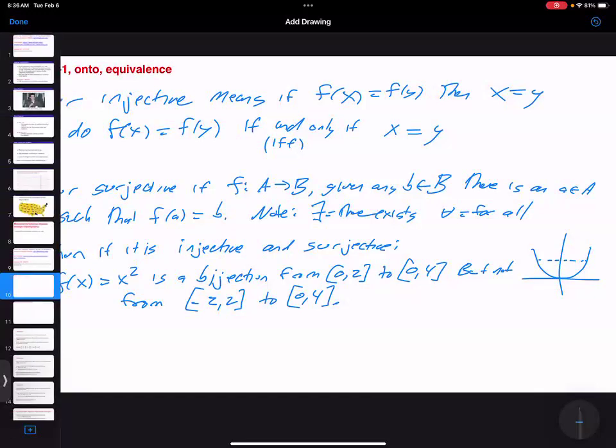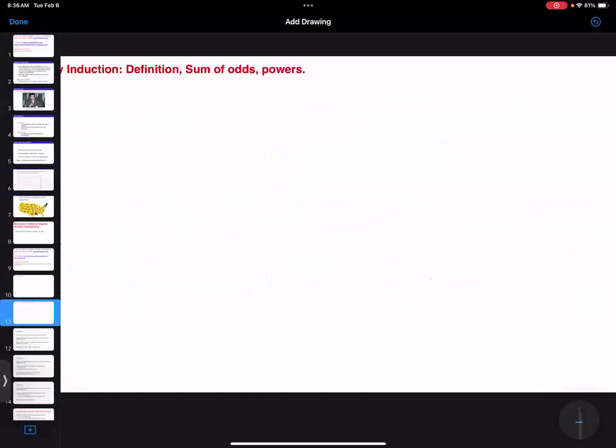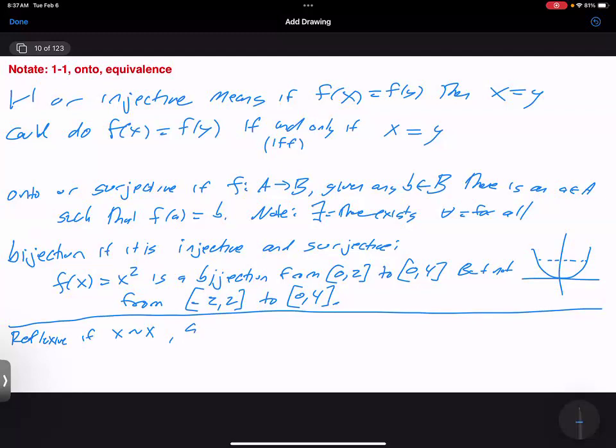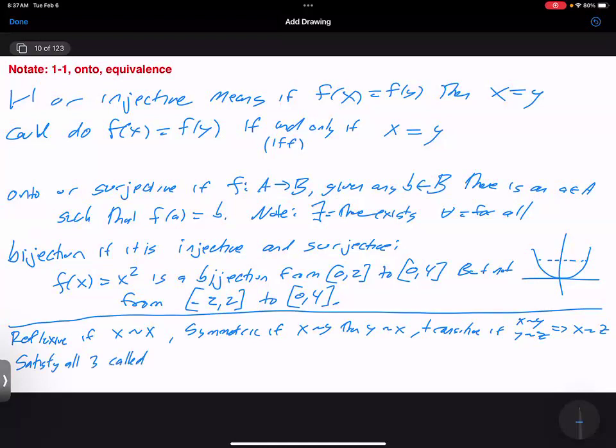Okay, so the last thing to talk about, I think, is equivalence. So we say something is reflexive if x is related to x. It's symmetric if x is related to y, then y is related to x. And it's transitive if x is related to y and y is related to z, implies x is related to z. So if you satisfy all three, we call it an equivalence.